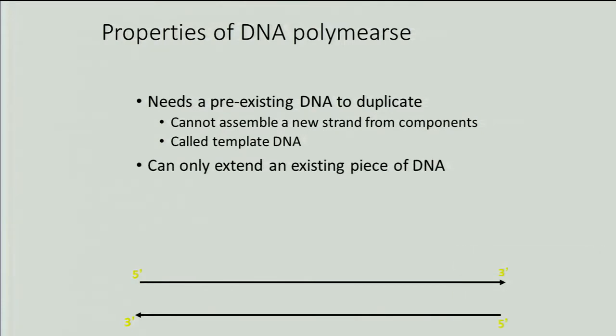So you have one DNA strand going from 5' to 3'. You would be copying it, and the other one would go on the reverse side from 5' to 3'.